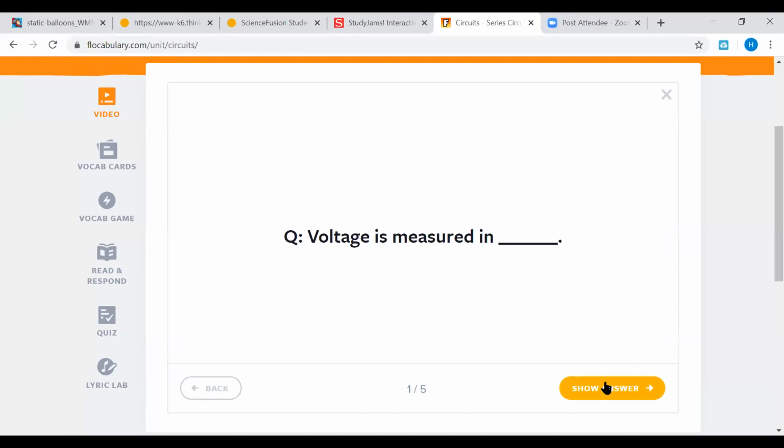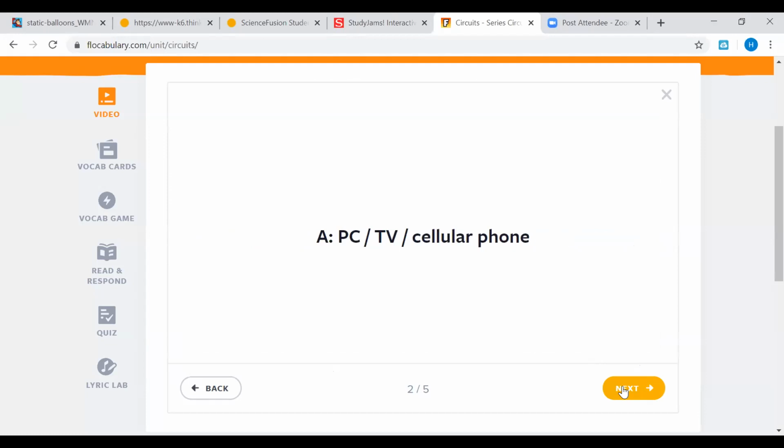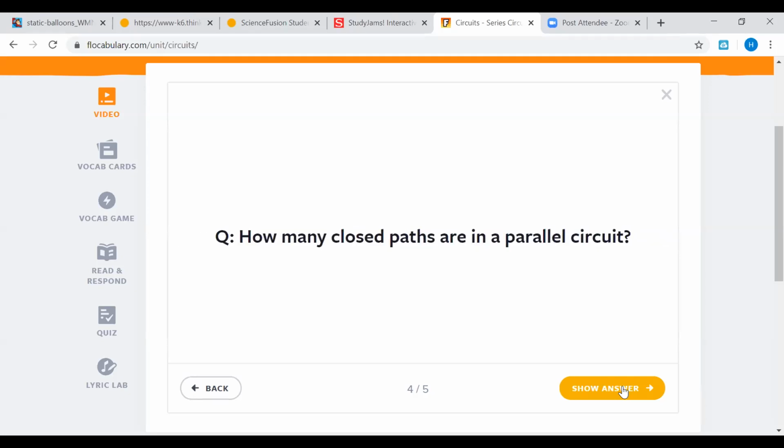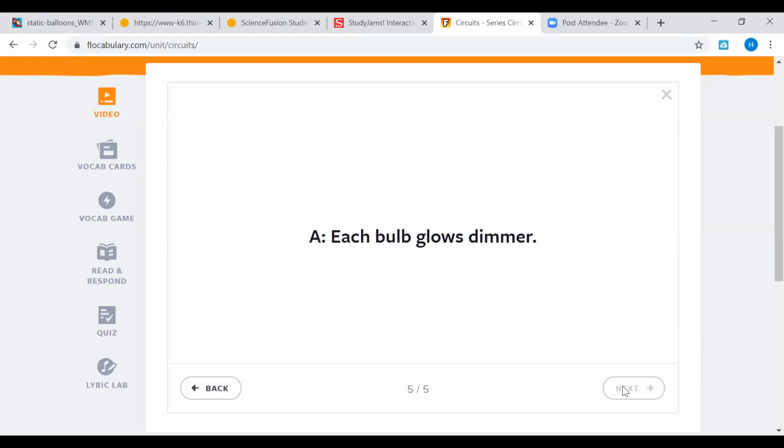Voltage is measured in volts. Name one place you might find a resistor in your home. PC, TV, cellular phone. How many closed paths are in a series circuit? One. How many closed paths are in a parallel circuit? More than one. What happens when more bulbs are connected in a series circuit? Each bulb glows dimmer.